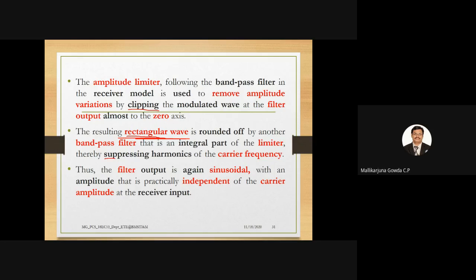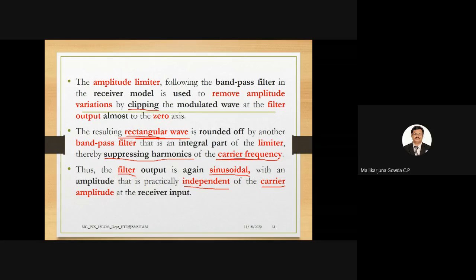See, the square wave we are getting will have a number of harmonics, right? So the band pass filter will remove or suppress the harmonics of the carrier frequency. The limiter, which I said has a clipper circuit followed by a band pass filter, will then give an output that is again a sinusoidal signal, with an amplitude that is independent of the carrier amplitude at the receiver input.